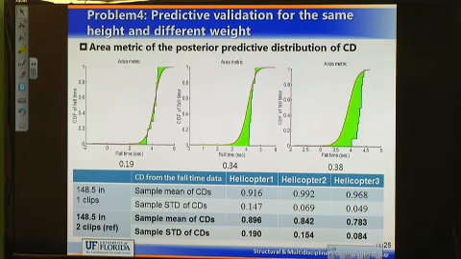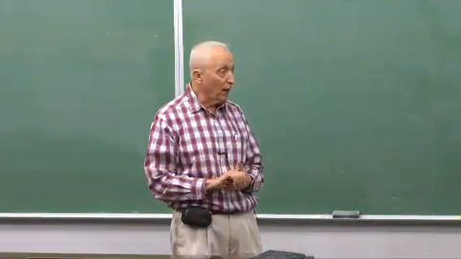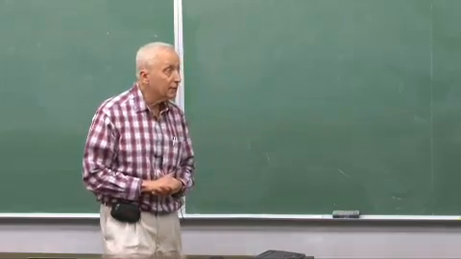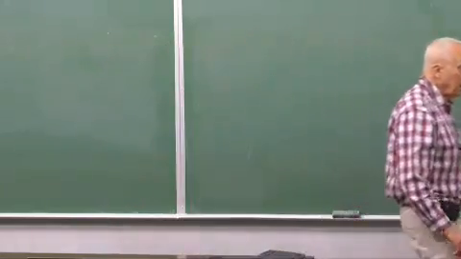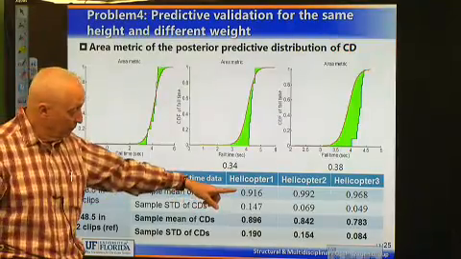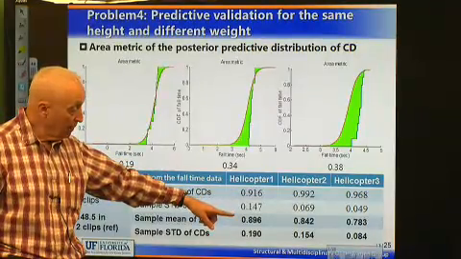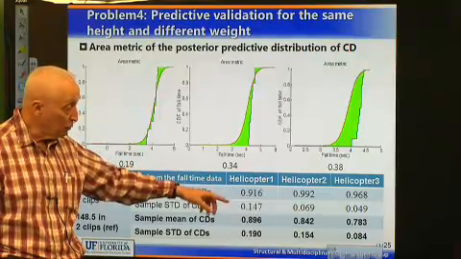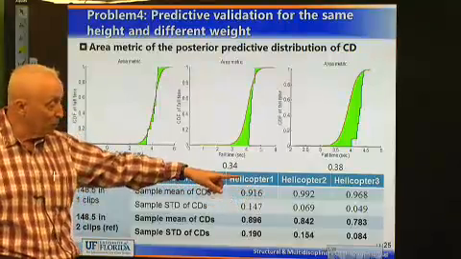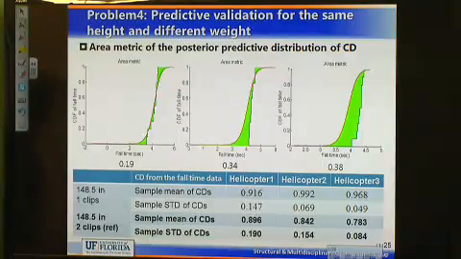we have a moderate area metric of 0.19 for helicopter 1 and a substantial one of 0.38 for helicopter 3. We look at the CD that is supposedly the same, and for helicopter 1 that we measure 0.896. Now with 1 paper clip, the mean is 0.916, not too bad, but for helicopter 3, the difference is huge, 0.783 and 0.968. And so it doesn't look too good, but this is including the sampling uncertainty.